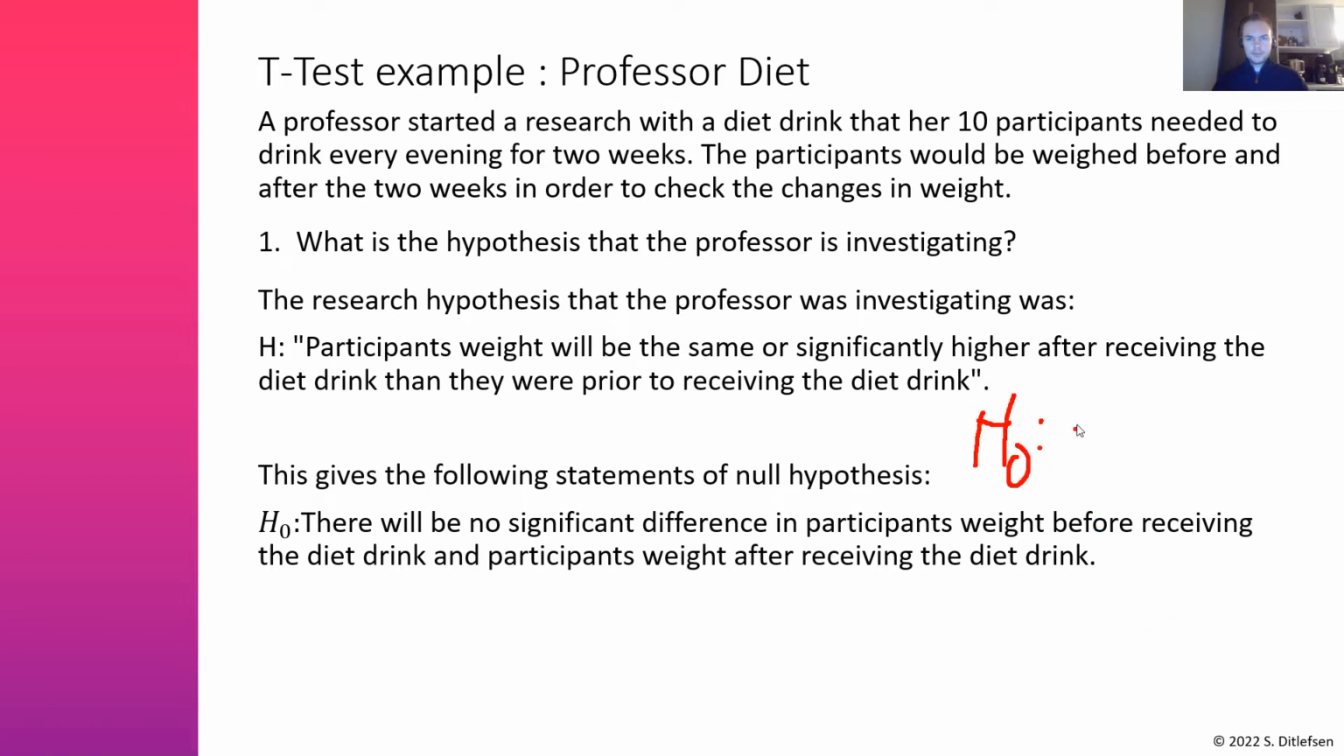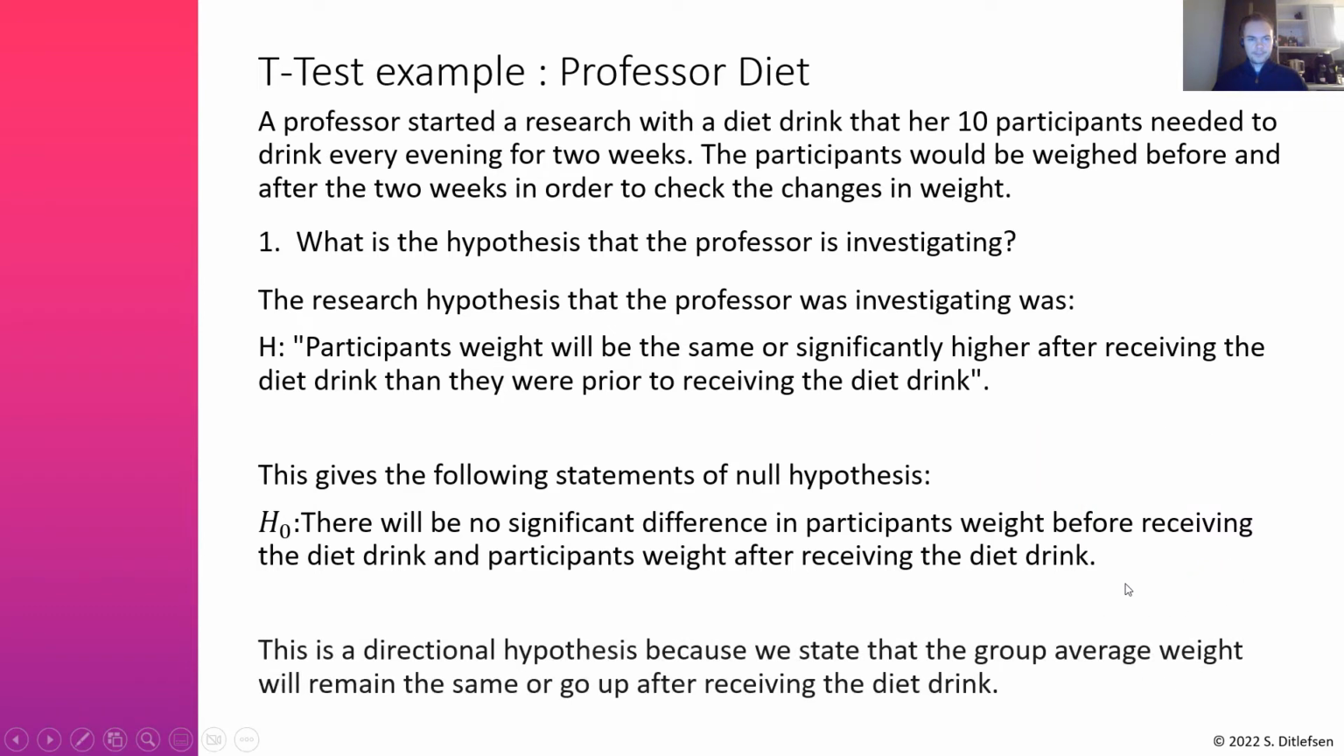H0: mu 0 equals mu 1. It's the same. This is a directional hypothesis because we state that the group average weight will remain the same or go up after receiving the drink. So it's one-way, directional. Non-directional would look like this: mu 0 is not mu 1. Directional would look something like this.